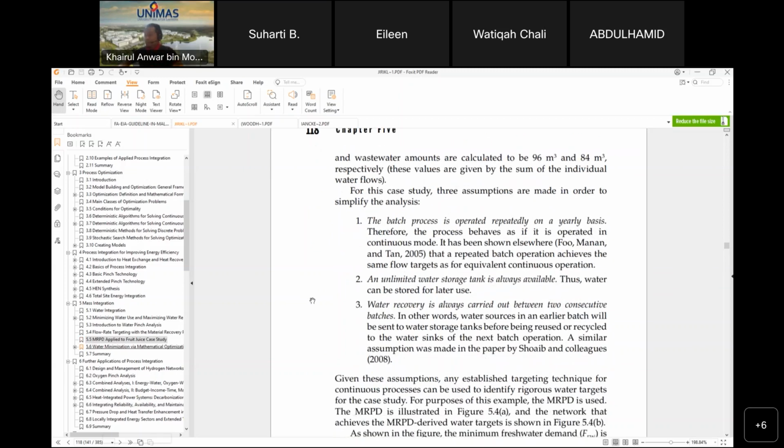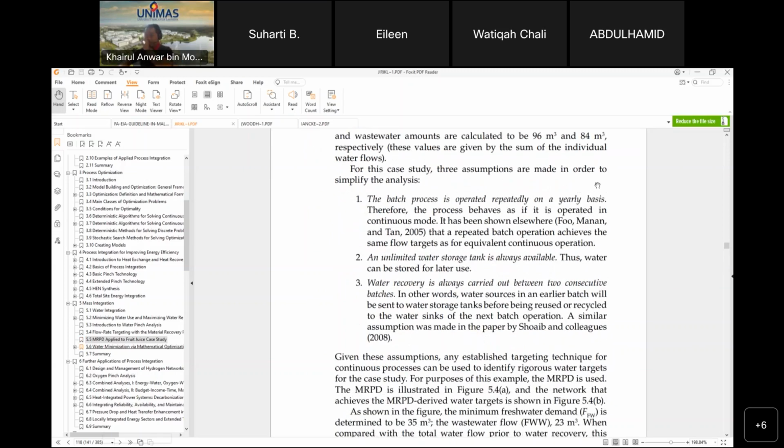For this case study, three assumptions are made in order to simplify the analysis. The batch process is operated repeatedly on a yearly basis. Therefore, the process behaves as if it is operated in continuous mode. It has been shown elsewhere that a repeated batch operation achieves the same flow target as the equivalent continuous operation.